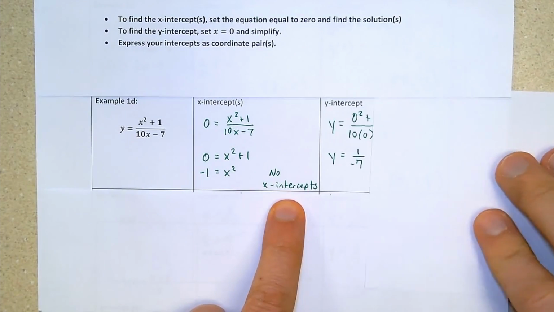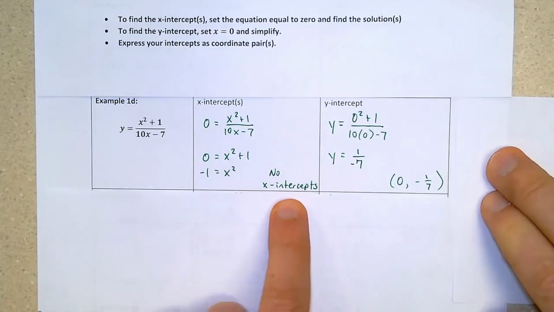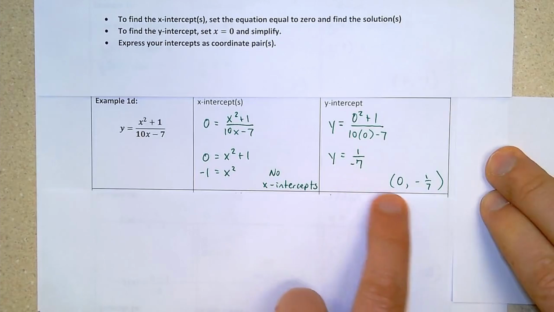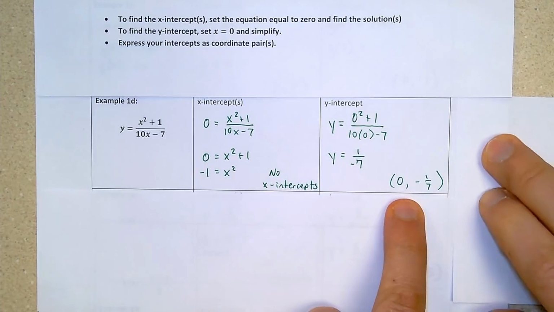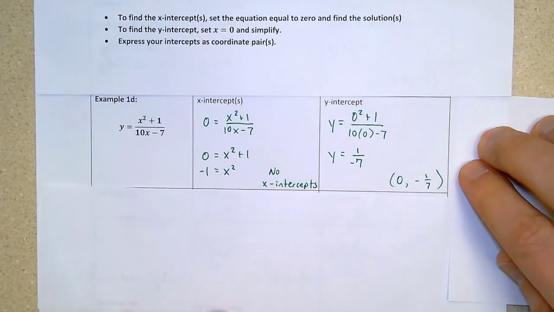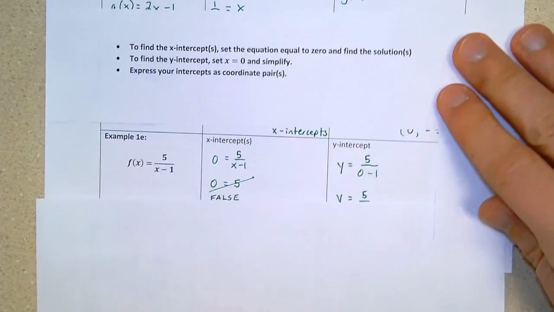Going for the y-intercepts, I plug 0 into the x's. I simplify the expression. I get 1 divided by negative 7. And there's my y-intercept of 0 comma negative 1/7. Okay. Finally, let's look at example 1e.